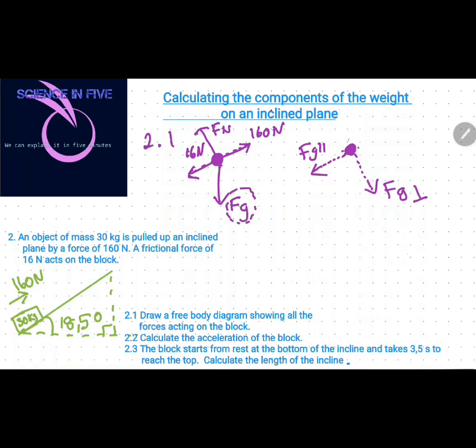Then the other forces do not change. For example, I'm going to have a frictional force, and then I'm going to have the 160 newton force, and then I'm going to have the perpendicular normal force. Just going to adjust the length of the weight perpendicular. It looks slightly bigger than the normal force.